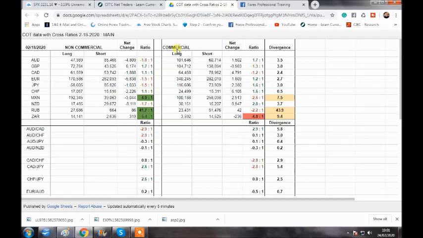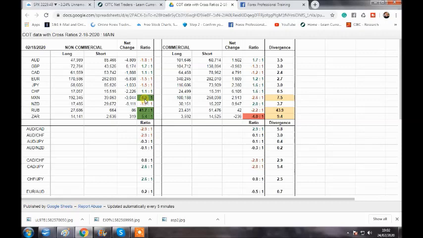When the two groups really diverge against each other, prices are probably going to break in favor of the commercials. What we're looking at is divergence, and as a general rule, the bigger the better. I'll explain how the divergence is worked out in just a moment. Different divergences mean different things in different pairs, but as a general rule, bigger the better. What we like to do is get the two groups, non-commercials and commercials, look at their longs and shorts, and then work out the ratio of longs over shorts or shorts over longs.